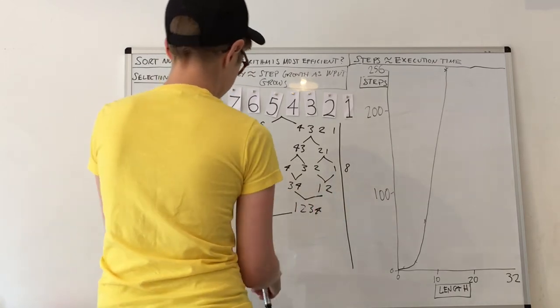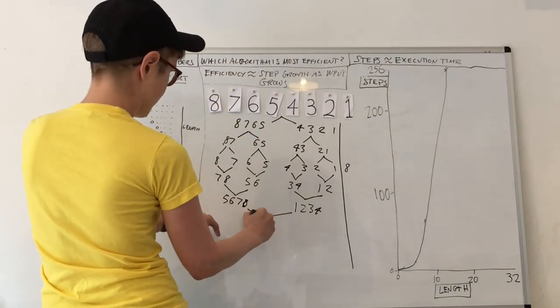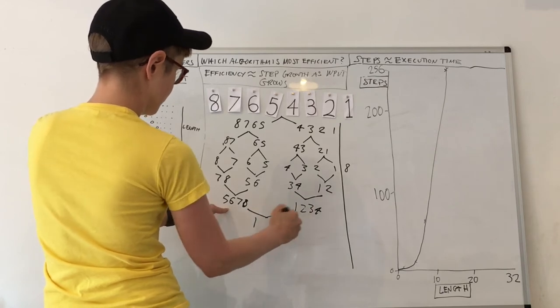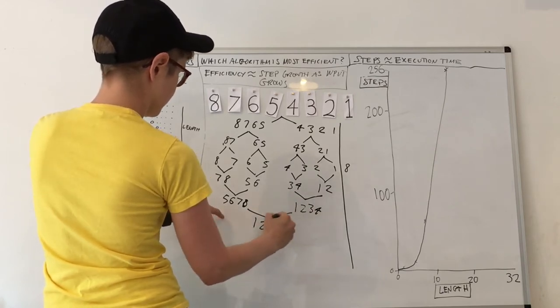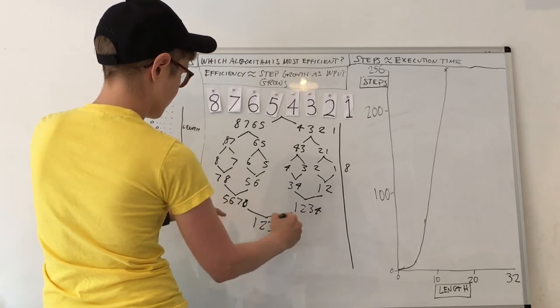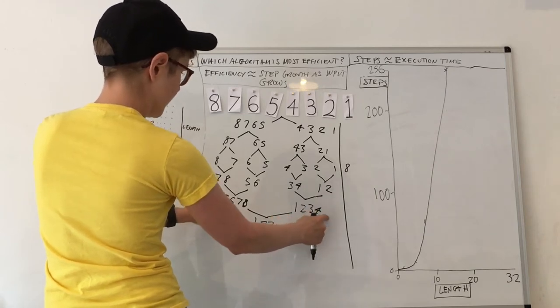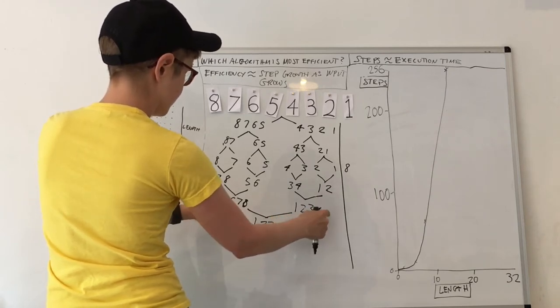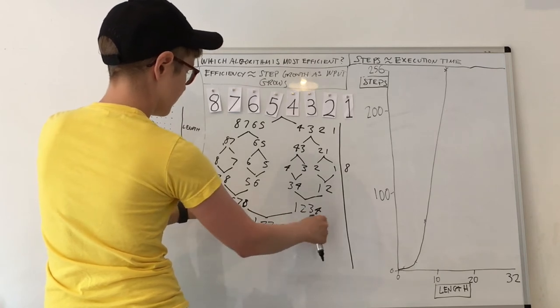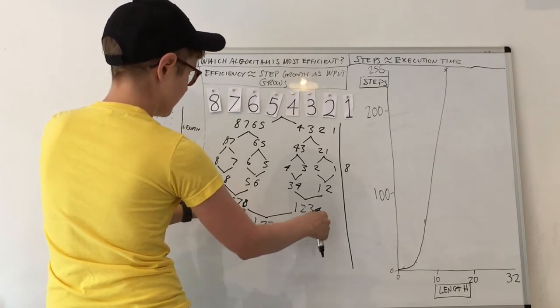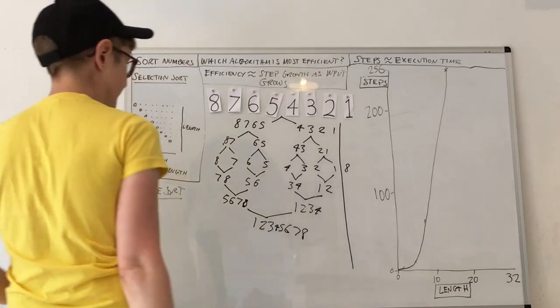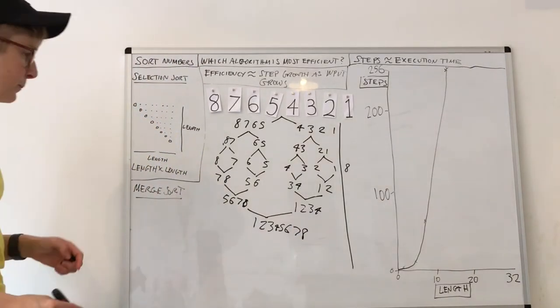One final layer, 5 and 1, it's 1, 5 and 2, it's 2, 5 and 3, it's 3, 5 and 4, it's 4, 5 and nothing, it's 5, 6 and nothing, it's 6, 7 and nothing, it's 7, 8 and nothing, it's 8, and the list is sorted.